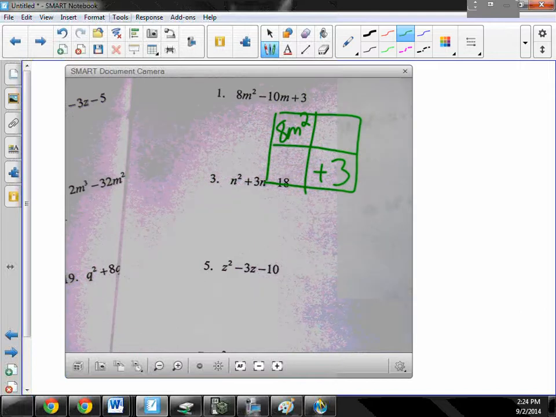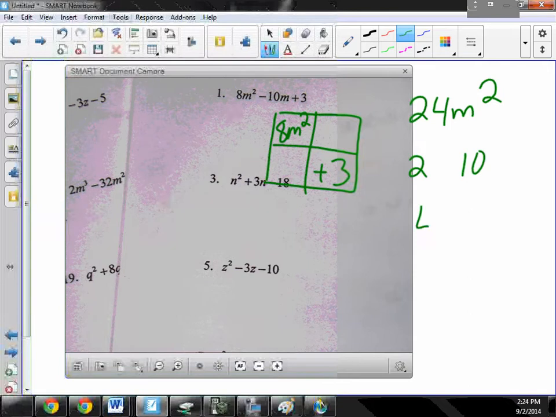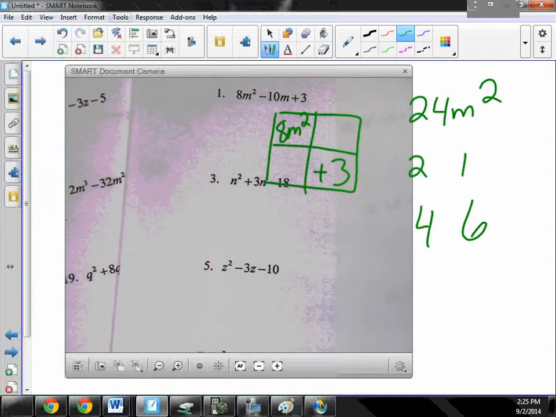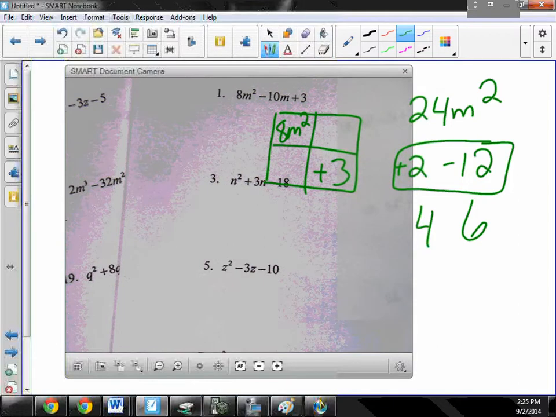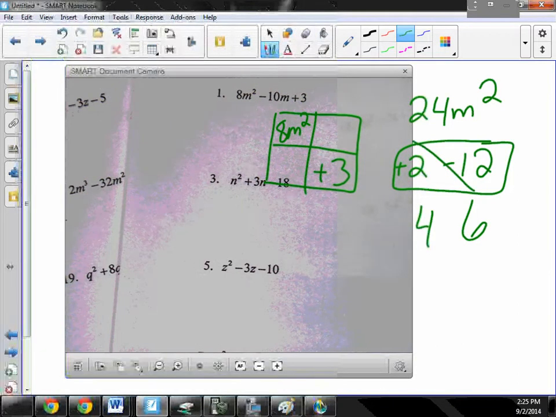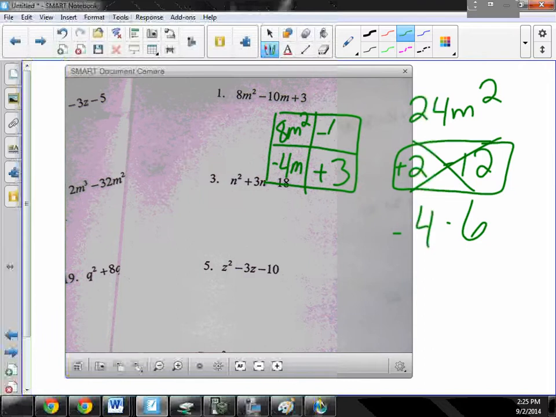So we multiply 8m squared and 3, and we get 24m squared. Are there factors of 24 that add to be negative 10? Well, it's either 2 and 10 or 4 and 6. Or 2 and 12, sorry. Will 2 and 12 work? No, why not? It would be positive 2 and negative 12. Does that create negative 10? Yes. Does it create positive 24? No. So it's negative 4 and negative 6. So negative 4m and negative 6m.